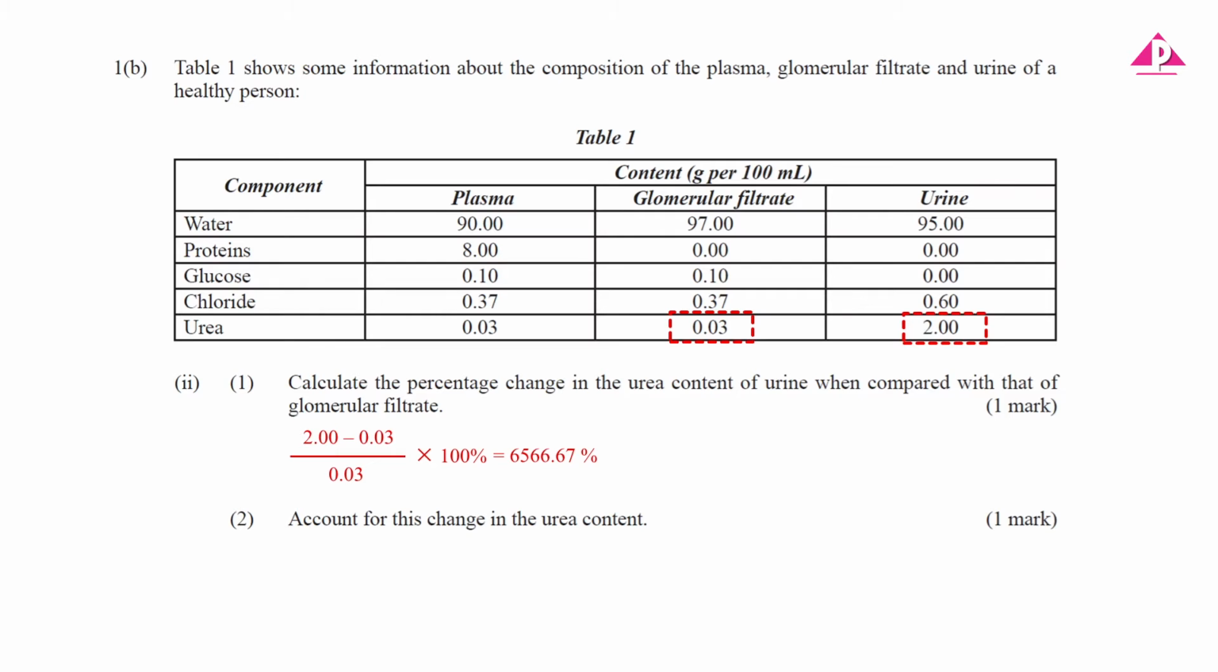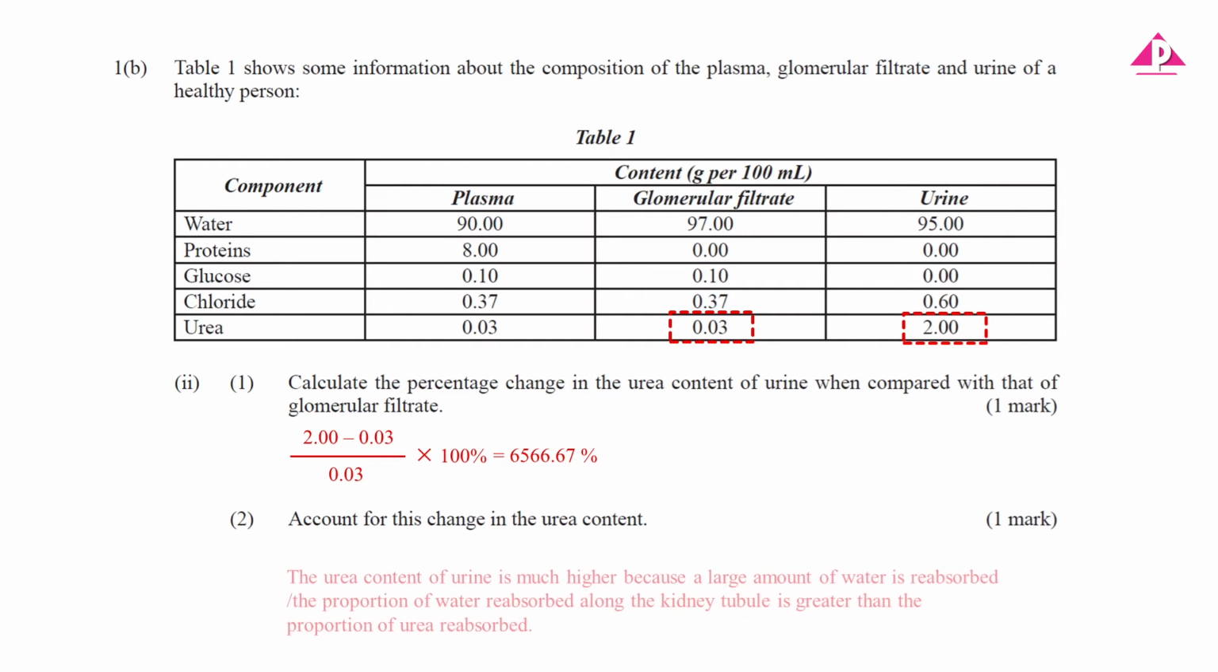Students may give reasons such as active secretion or little absorption of urea along the kidney tubule, which could not account for the huge increase in the relative urea content. You must mention that a large amount of water is reabsorbed, or the proportion of water reabsorbed is greater than the proportion of urea reabsorbed.